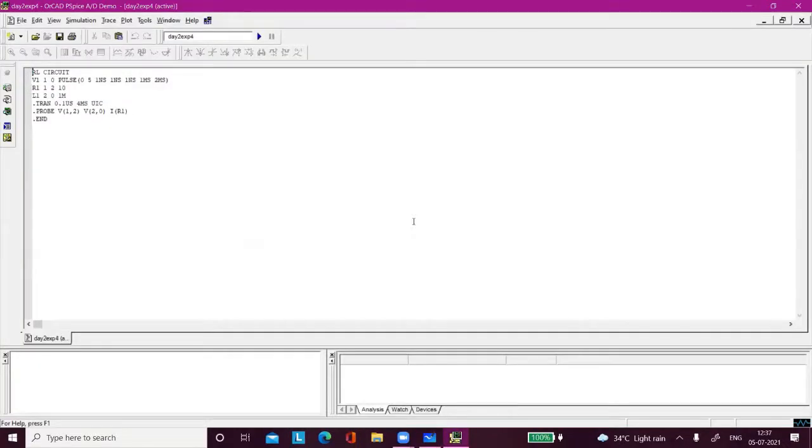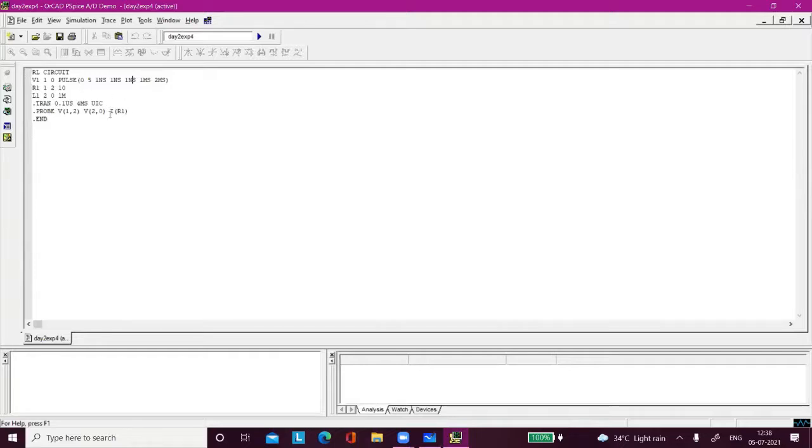Look at the waveform. What is the initial value? The initial value is 0. The final value is 5. Delay time 1 nanosecond, rise time 1 nanosecond, fall time 1 nanosecond. Can you see? Yes, sir. And what is the pulse width? 1 millisecond. Pulse width 1 millisecond, and the period is 2 milliseconds.